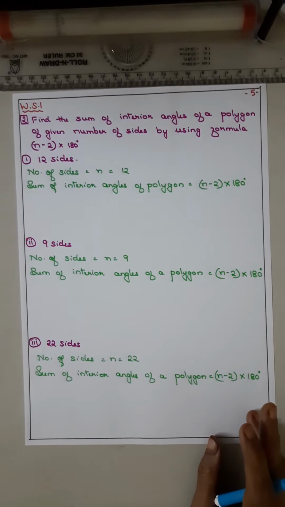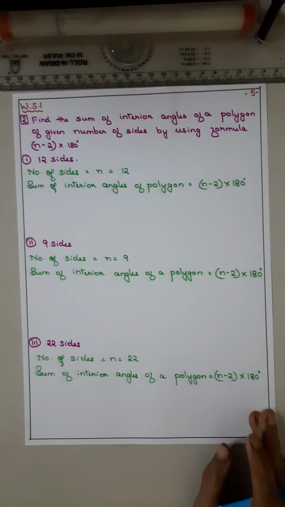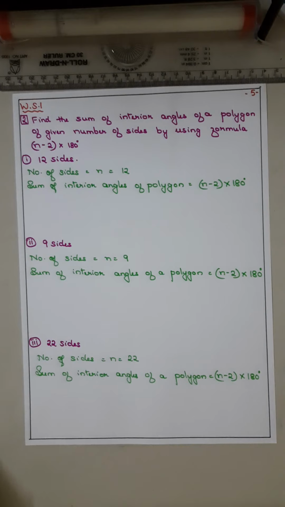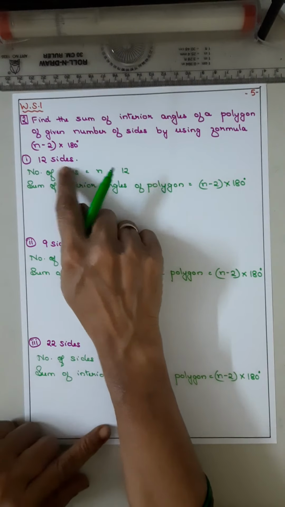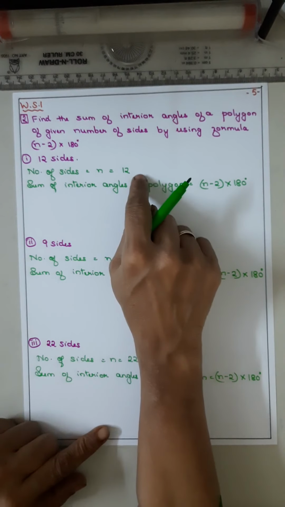Now coming to question number 2. Find the sum of the interior angles of the polygon of the given number of sides by using the formula (n minus 2) into 180 degrees. Always this formula is not given, so you have to remember. Sometimes they give, otherwise no. It is the number of sides, given 12. So n is equal to 12.